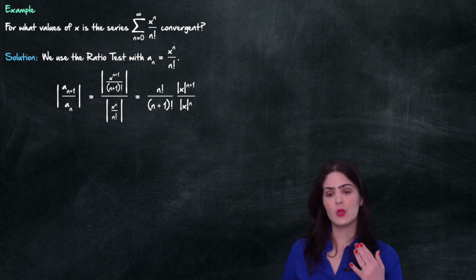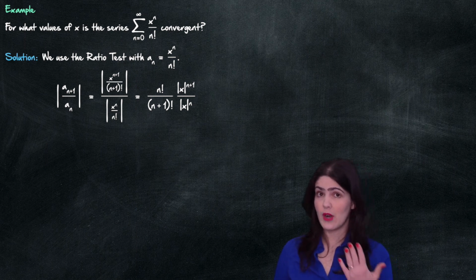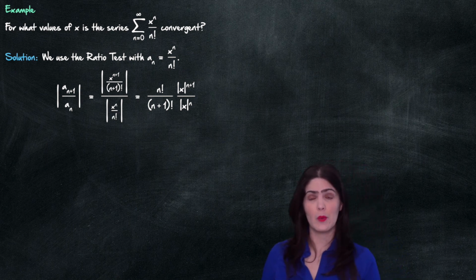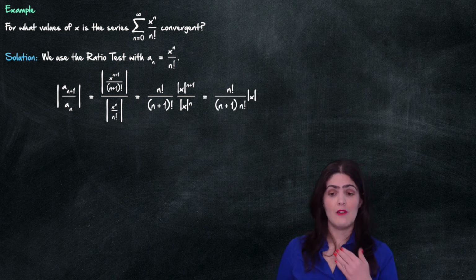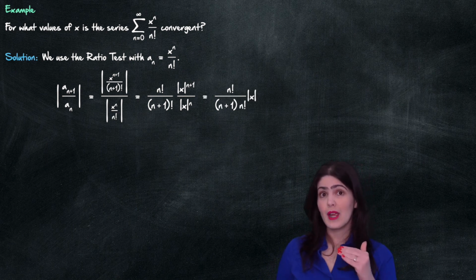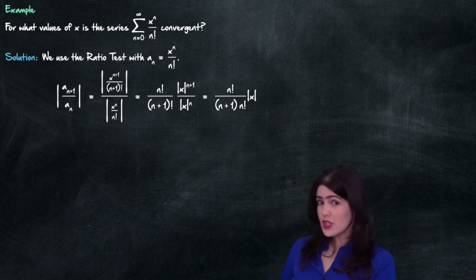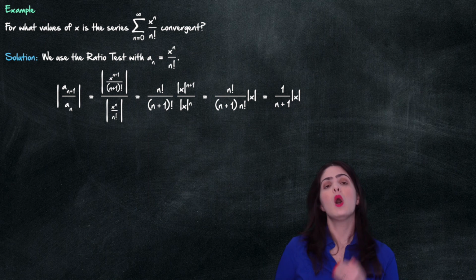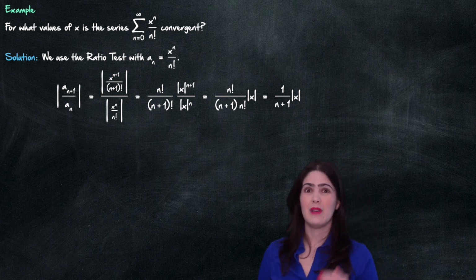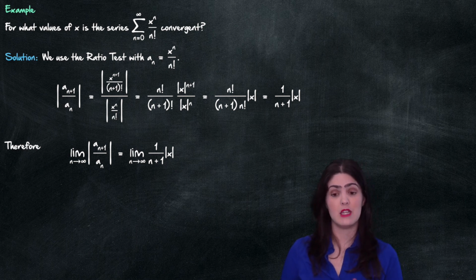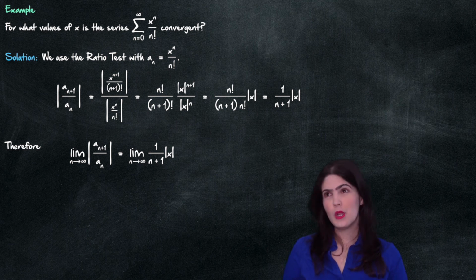So we end up with n factorial over (n+1) factorial times the absolute value of x^(n+1) over the absolute value of x^n. There is quite a bit of simplification that we can do. This is n factorial over (n+1) times n factorial, times the absolute value of x. So the n factorials cancel, and we end up with 1 over (n+1) times the absolute value of x. So if I take a look at the limit as n approaches infinity of this, remember, x here is a fixed number, so it will not affect it.